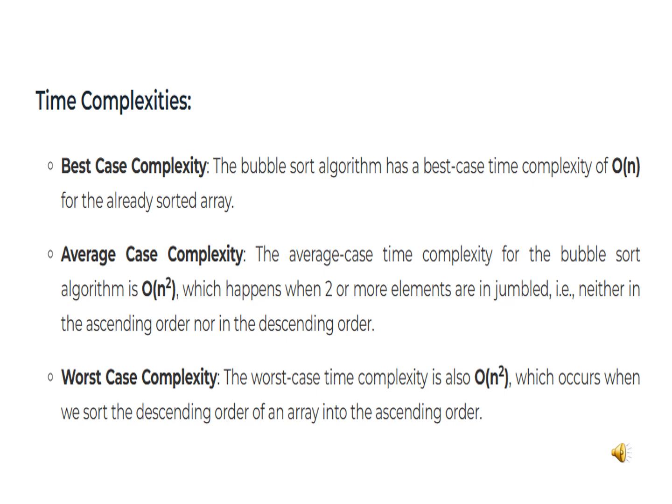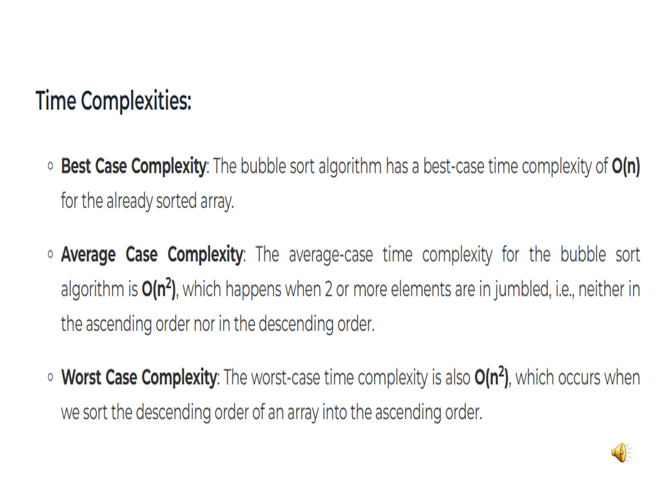Best case time complexity: the bubble sorting algorithm has a best case time complexity of order of n for an already sorted array. Average case time complexity: the average case time complexity for the bubble sort algorithm is order of n square, which happens when two or more elements are in jumble, that is, neither in ascending order nor in descending order.